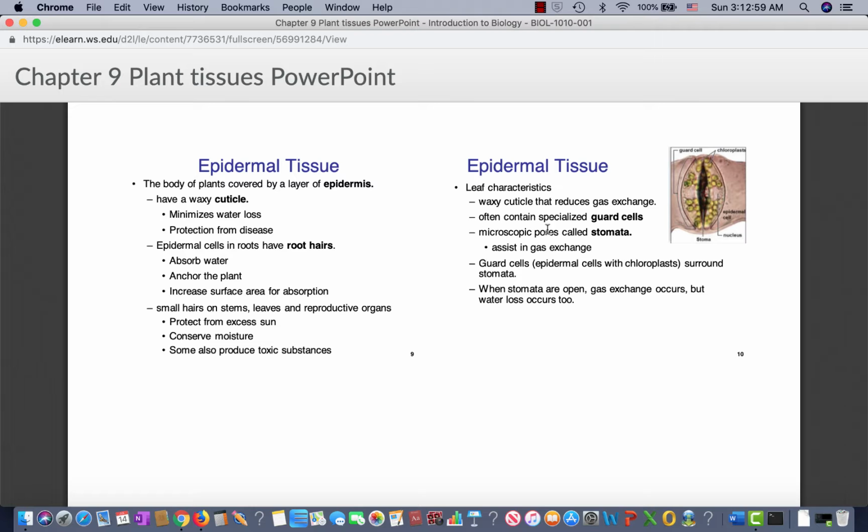Anyway, so epidermal tissue, we've got these guard cells on either side of the stomata, and the guard cells open and close the stomata, and the whole point of this is to regulate gas exchange.